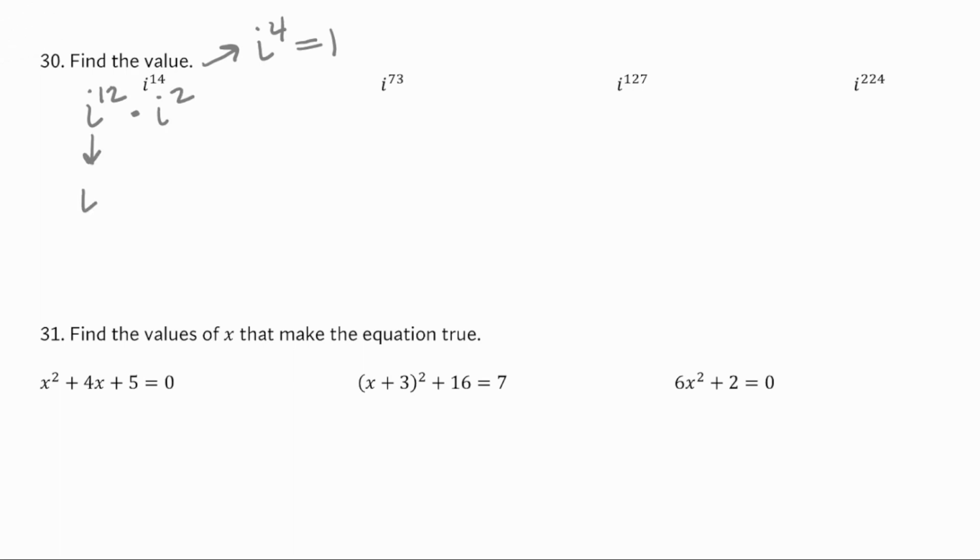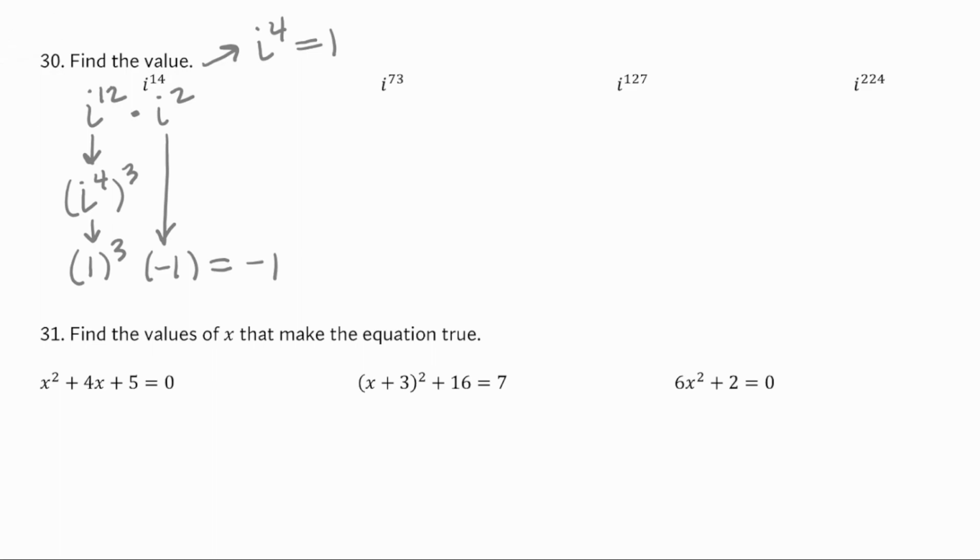Okay, i to the 12, I can write as i to the 4 cubed, which is 1 cubed. i squared, I know, is negative 1. So in total, I've got a product of negative 1, because any power of positive 1 is going to be 1, and then times a negative 1.